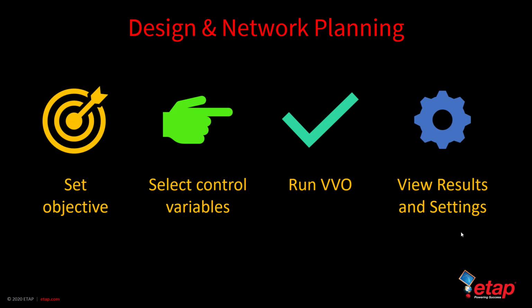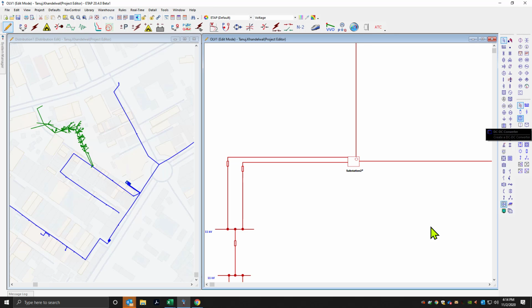So let's take a look at the design and network planning aspect of volt-var optimization and see CVR in action. We're going to go ahead and set our objective, select the control variables, run volt-var optimization, and view our results and settings and savings accordingly. So let's take a quick example of volt-var optimization in action in terms of network planning. In ETAP, we can see our geospatial view as well as our single line diagram view that gives us a view of all the substations and the composite networks that are in the system.